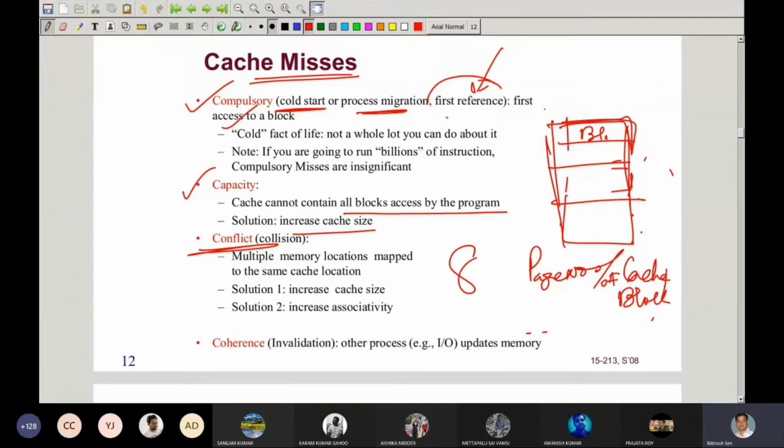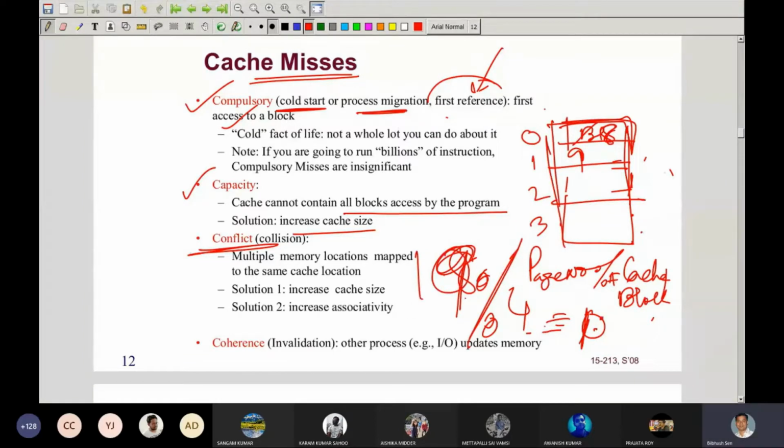Suppose your page number is 8, and you take the modulus with the number of blocks, which is 4. The remainder is 0. You know modulus means remainder. So page number 8 will be loaded in the first location, among locations 0, 1, 2, 3. When you go for 9, it is 9 by 4, remainder 1, so it will be loaded in the second location. When you go to 10, it will be loaded here. When you go for 11, it will be loaded here. Now come to page 12. Where will 12 be loaded?